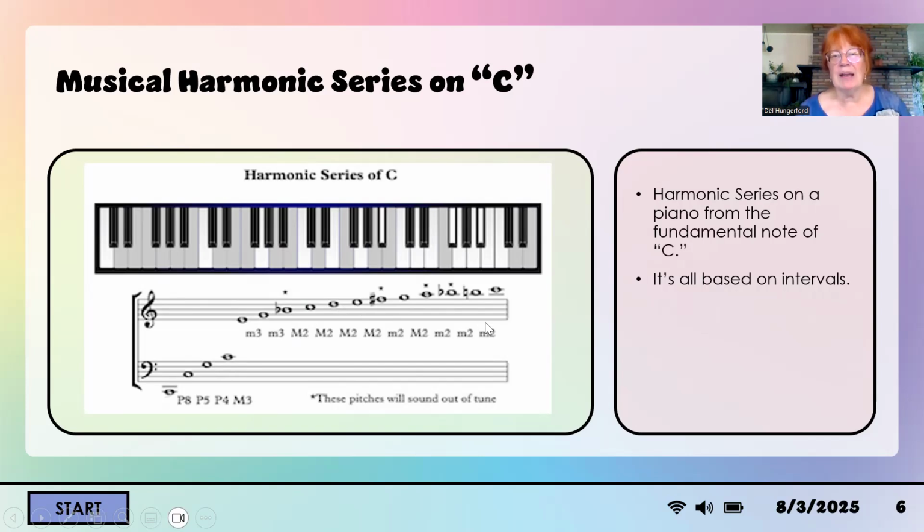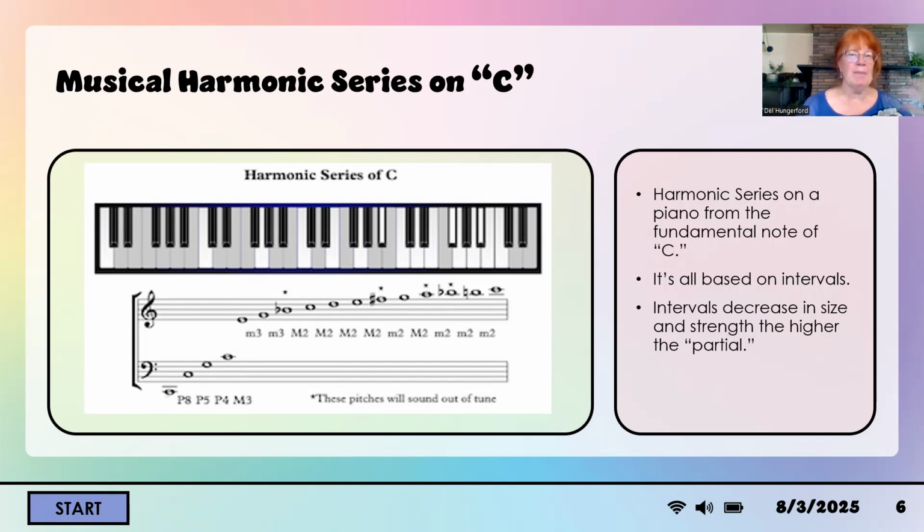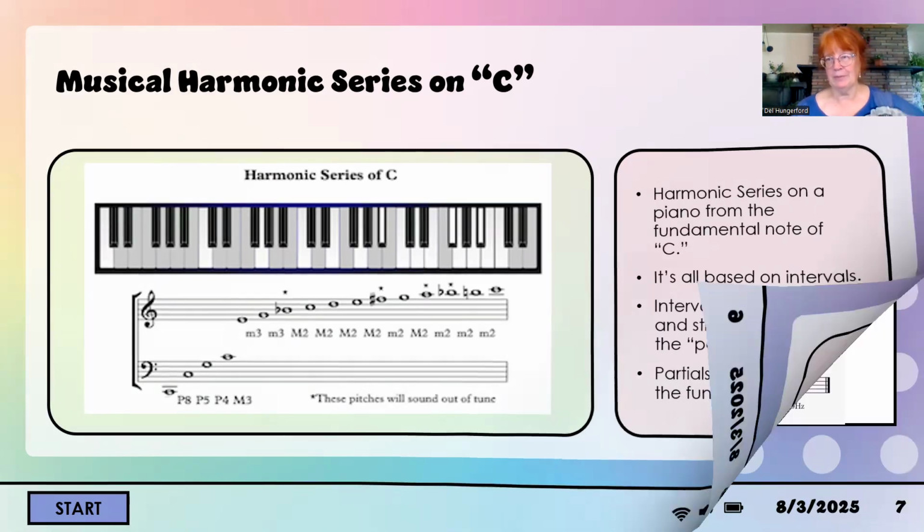So as you see all the way up to the top, the notes are going to be closer and closer together. The intervals decrease in size and strength the higher the partial. Each one of these notes represents a partial. Here's partial 1, 2, 3, 4, 5, 6. By the time you get to the sixth harmonic, you've got all the notes of a major chord in there, which I find rather fascinating. It's probably why major chords seem to be so prominent. And partials are notes that are above the fundamental.